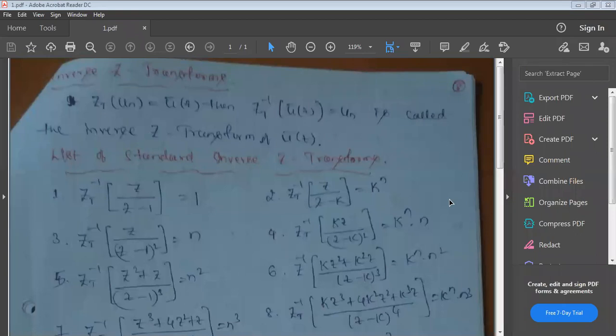Okay, so it is just a reverse of whatever so far you did. So far, you know how to find a Z transformation. Now, the inverse we will take. So the inverse Z transformation will be defined like this. If ZT of un, that means Z transform of un is equal to u bar of z, then ZT inverse of u bar, you take this ZT to the right hand side, so you get inverse of u bar. Inverse of u bar is un.